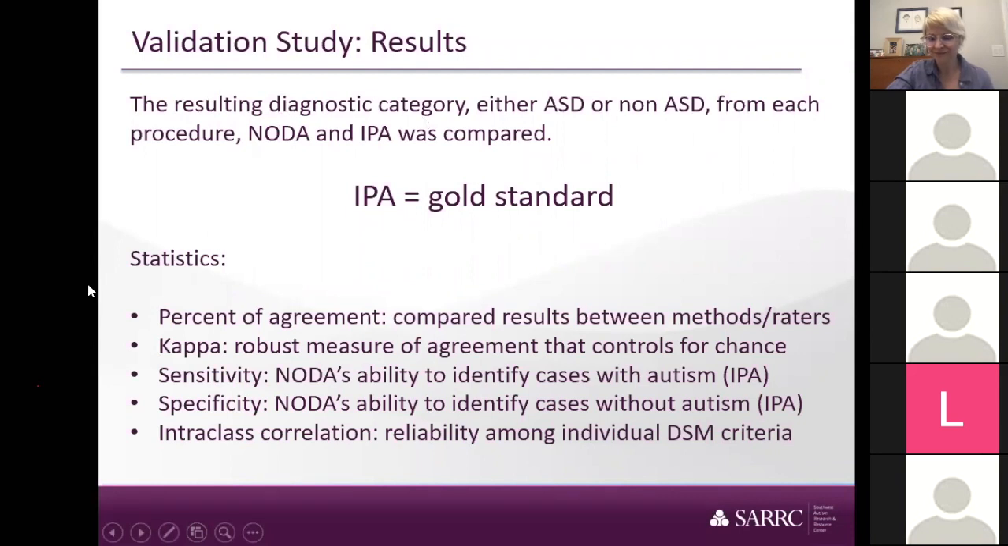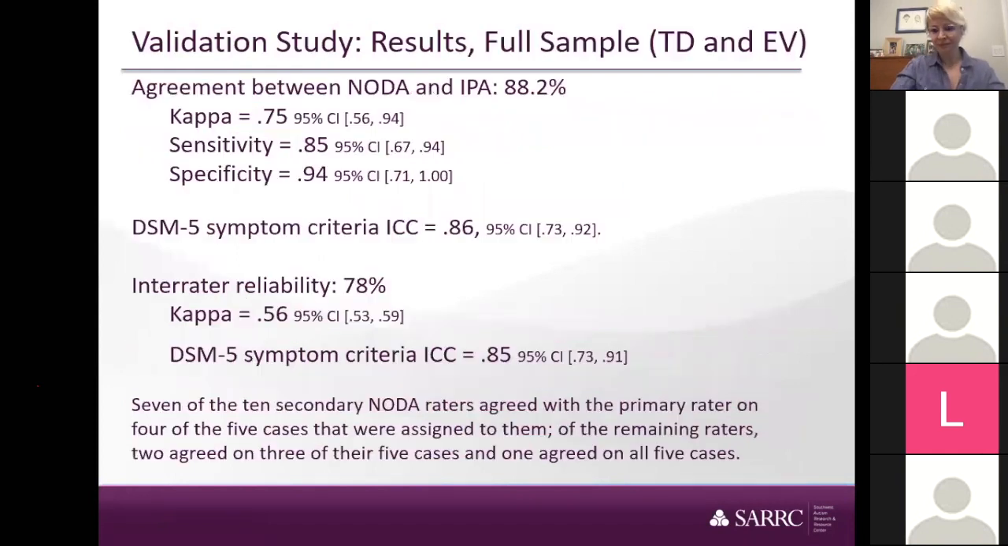Okay, so one of the things that we looked at, or the statistics that we looked at here, the resulting diagnostic category was the primary focus of this research. We looked at whether it was a dichotomy, whether it was ASD or non-ASD from each diagnostic procedure, either Noda or the IPA. And for the purposes of analysis, the IPA was considered the gold standard. The statistics that we looked at were primarily the percent of agreement between the 2 procedures or raters for inter-rater reliability. We also calculated kappa as a robust measure of agreement. Oops, sorry, let me just back up a little.